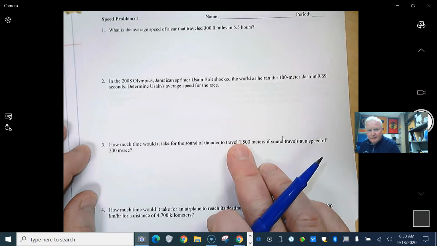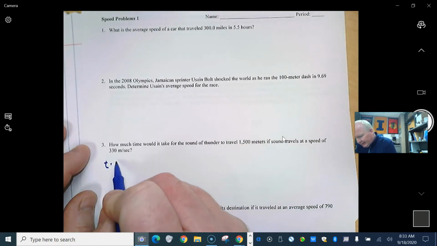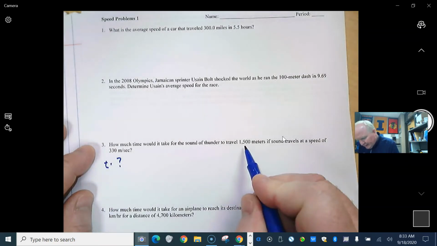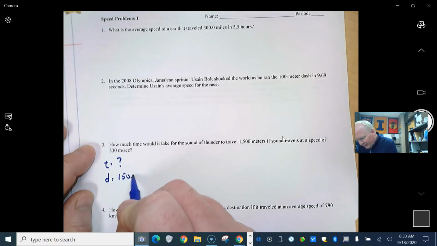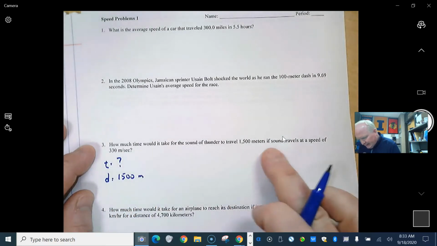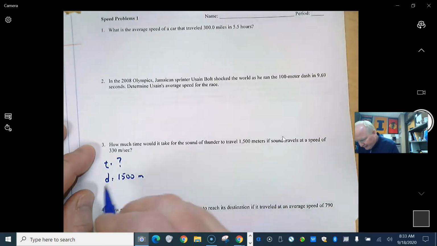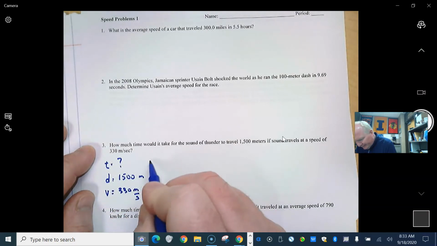So we're going to pull out from the words. You say how much time. So that must be that they're asking us to find the time. So we write time is question mark. They tell us that thunder has to travel 1,500 meters. 1,500 meters, that's a distance. So we'll put down 1,500 meters. And then they say, if sound travels at a speed of 330 meters per second, that's a velocity. So we'll write down 330 meters per second.